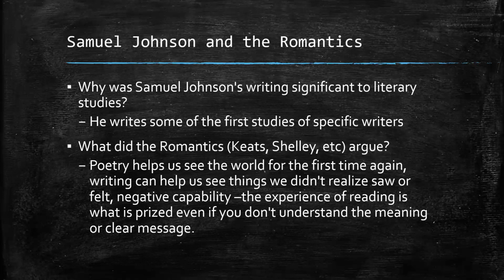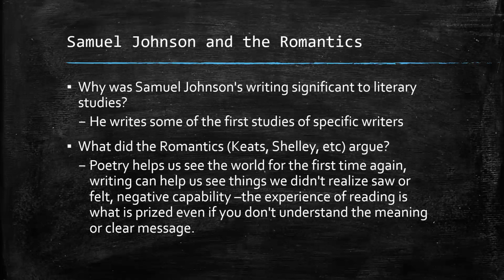He wrote about Shakespeare. The Romantic poets, Keats, Shelley, and others, developed their own theories based on the writing they were doing, their own poetry and the poetry of others. They argued poetry should help us see the world for the first time again. Writing can help us see things we didn't realize we saw or felt. And they argued for what they called negative capability, the idea that the experience of reading is what is prized, even if you don't understand the meaning or clear message.